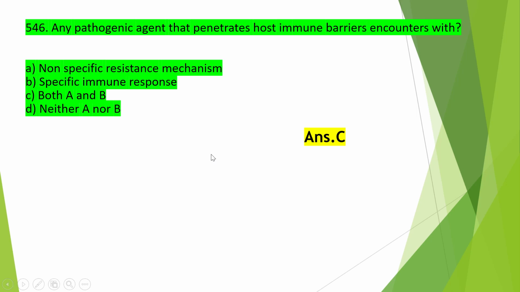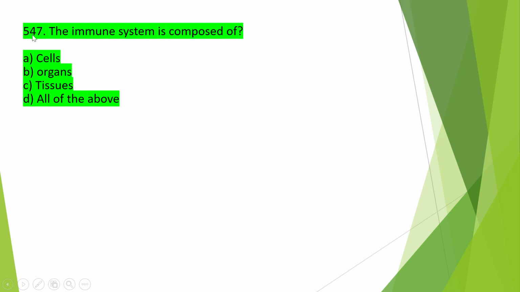Okay, so next is question number 547. The immune system is composed of option A, cells, option B, organs, option C, tissues, option D, all of the above. And the right one is option D, that is all of the above. So the immune system is composed of cells, organs, and tissues.